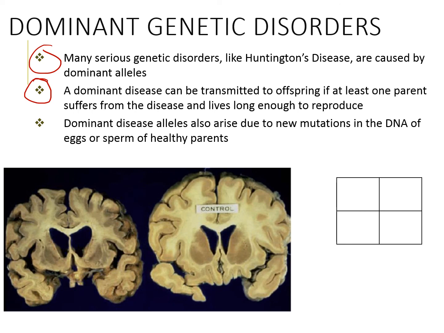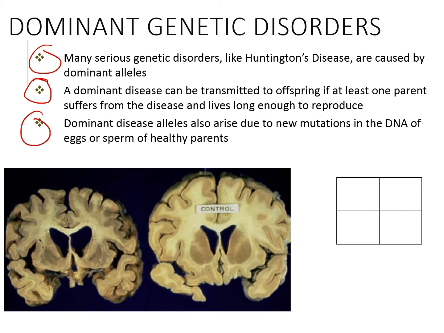A dominant disease can be transmitted to offspring if at least one parent suffers from the disease and lives long enough to reproduce. I know that my dad has a dominant genetic disease called Dupuytren's, and it results in a lot of this fibrous protein called collagen getting deposited in your hands, which causes them to slowly curl into fists. Not quite fists, but sort of gnarled, like old gnarled hands that are closing together. And I've got a 50% chance of getting it because he's got one bad allele.